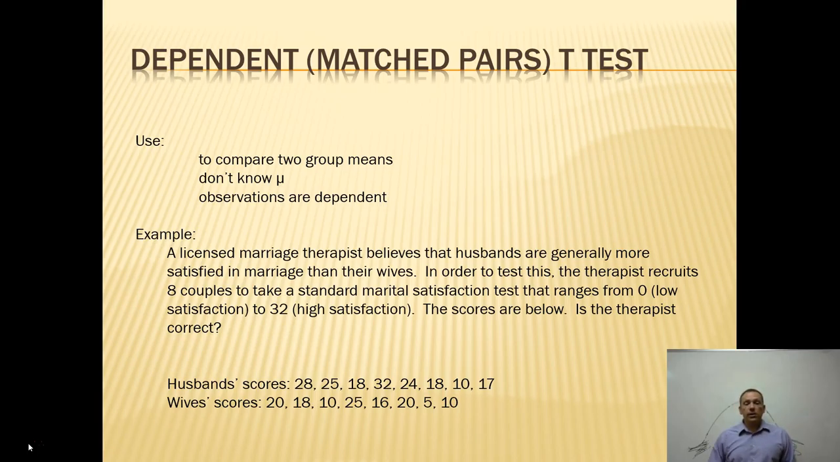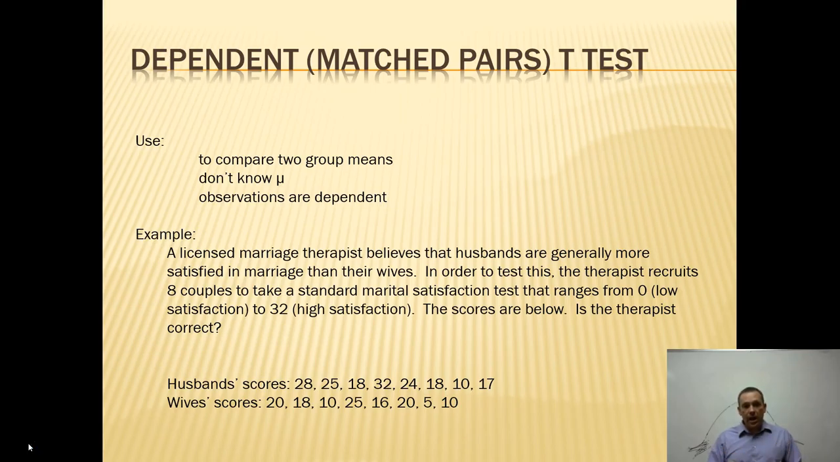Okay, so let's look at this. How do we know this is a dependent t-test? Well, we have two groups here. We have a husband and we have a wife. Now, we don't know what the mu is on this standardized test, so we don't have anything to compare it to other than these two scores. So we know now we're dealing with either an independent or a dependent t-test.